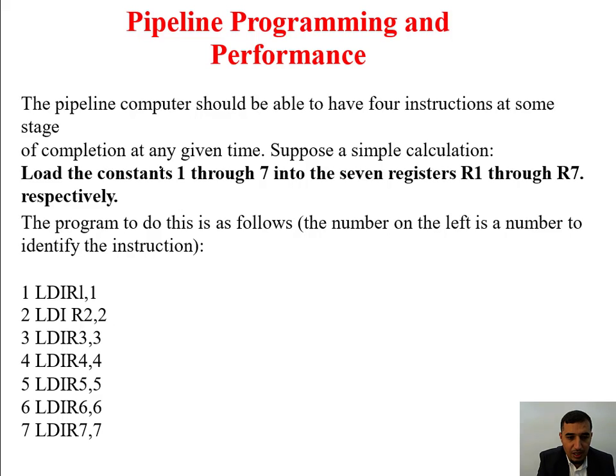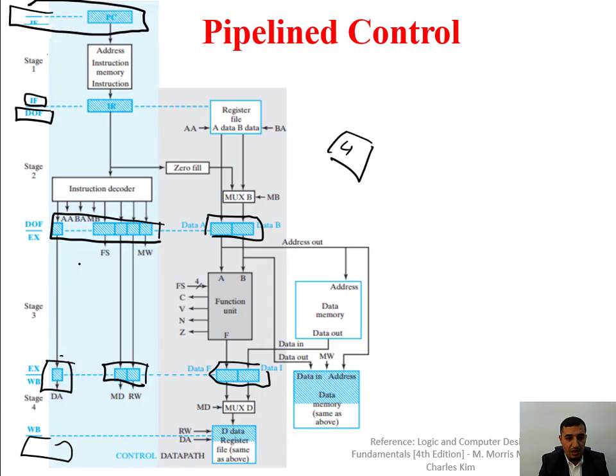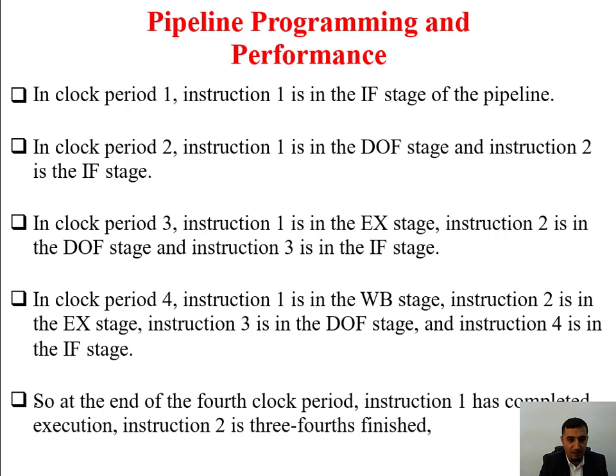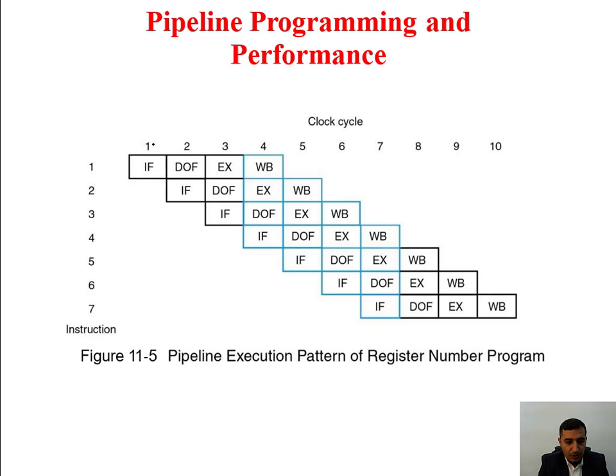Now, the pipeline should be able to handle 4 instructions at some stage, so all the 4 instructions will be there. Why? Because we have 4 stages, so we will have at least 4 instructions at the same time. So let's take an example for these instructions, which are instruction 1, 2, 3, 4, 5, 6, and 7. So you can see that we have instruction fetch, decode operand fetch, execute, write back. Instruction fetch, decode operand fetch, execute, write back. So instruction number 1, regardless of the instruction, we are not going to write the instruction because we are more concerned about how it is done.